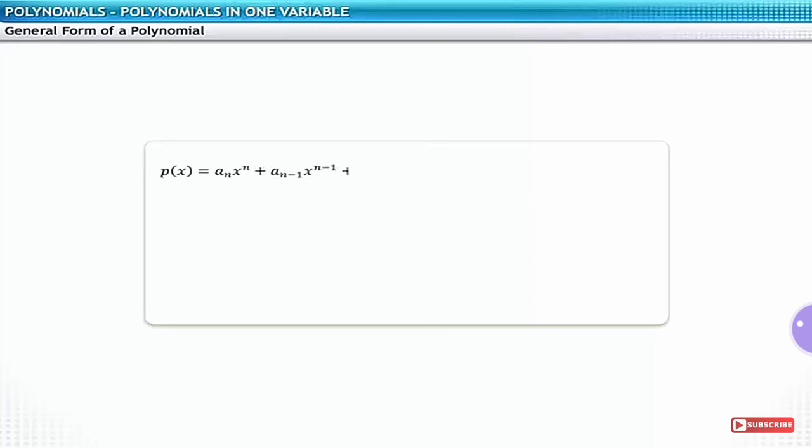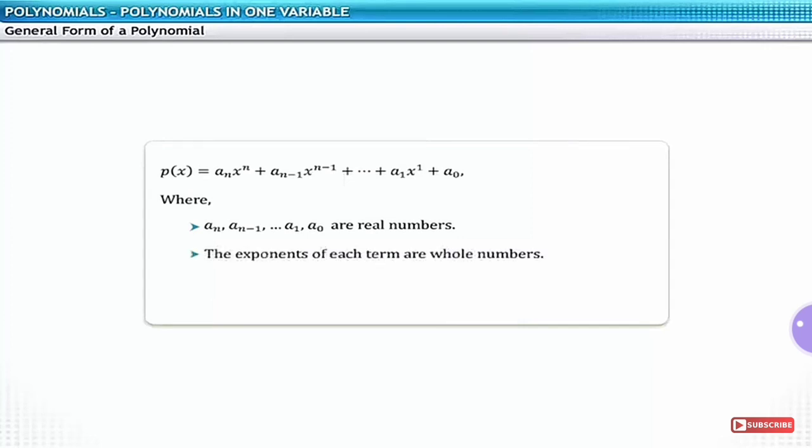The general form of a polynomial in one variable is p of x is equal to a_n x to the power of n plus a_(n-1) x to the power of n minus 1, and so on till a_0, where a_n, a_(n-1), and so on till a_0 are real numbers. The exponents of terms are whole numbers. The highest exponent, n, is the degree of the polynomial, where a_n is not equal to 0. You can name a polynomial on the basis of its degree. The polynomial of degree 1 is called the first degree or linear polynomial.